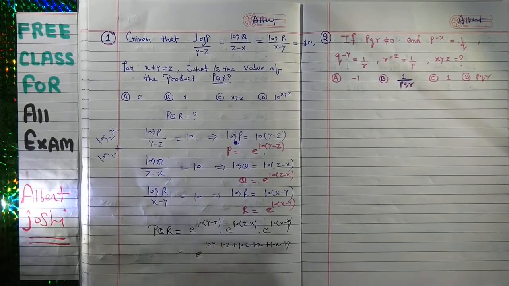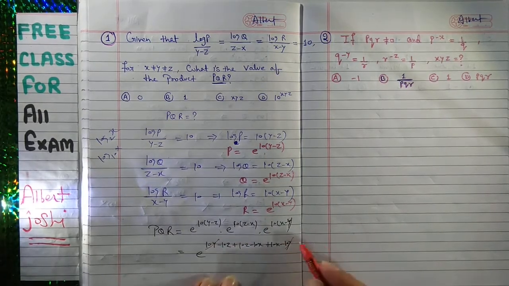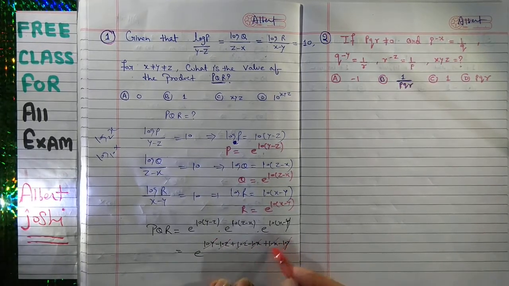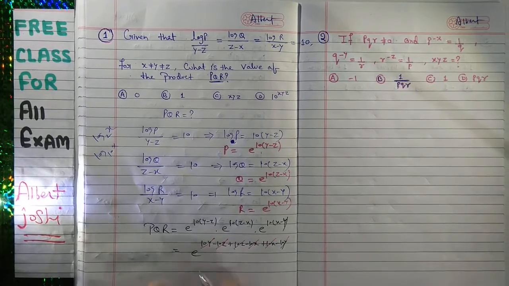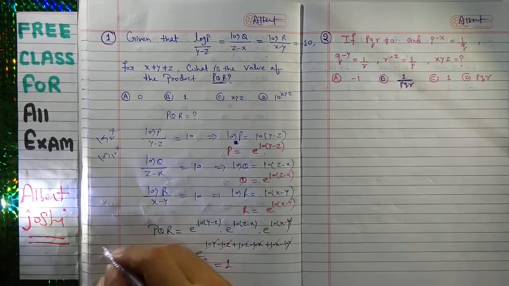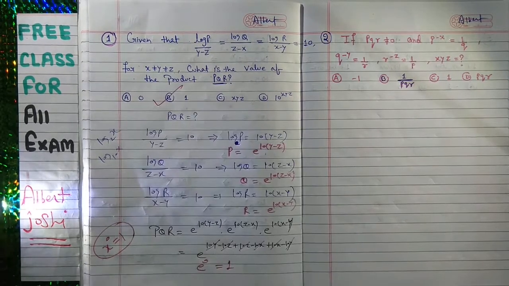So all will cancel. You can see this 10y and 10y will cancel, and 10z and 10z will cancel, and 10x and 10x will cancel. So that is e to the power 0, and constant to the power 0 is equal to 1. X to the power 0 is equal to 1, you know. So your answer is 1.